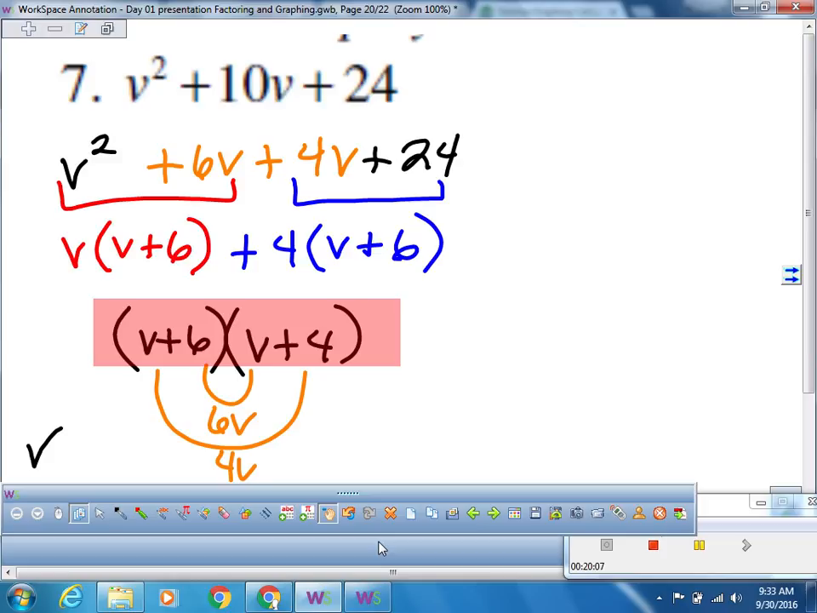So you're splitting this number up so you can split it to add to the 10V, but when you multiply 6 times 4, you get 24. So that's what you're looking for. You're looking for two numbers that add up to the middle number, but multiply to the last number. You got it? What? For number 5.